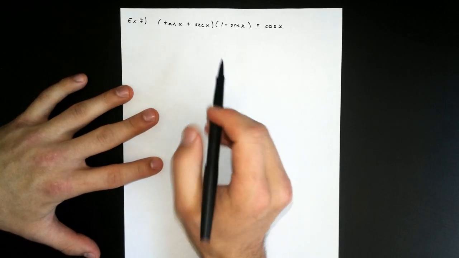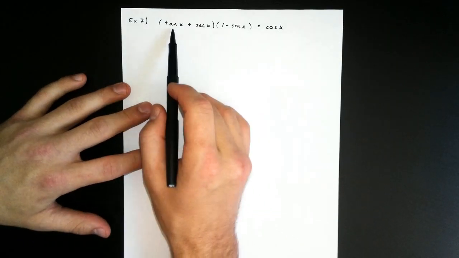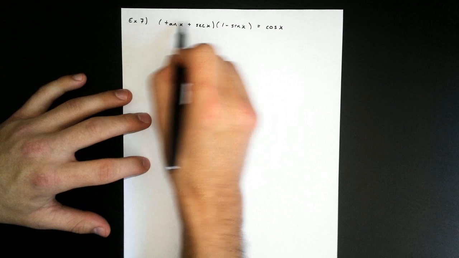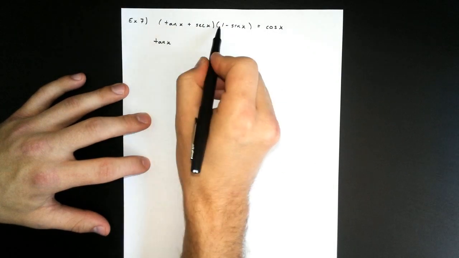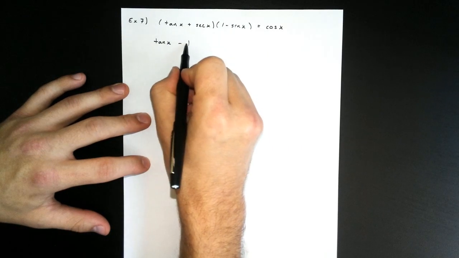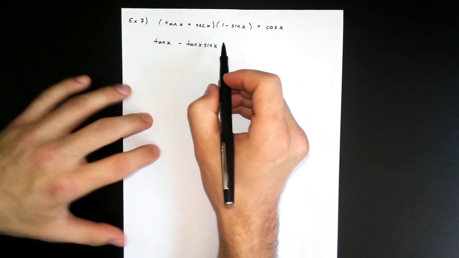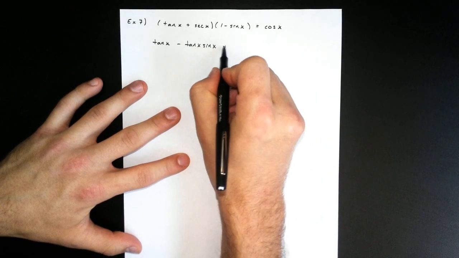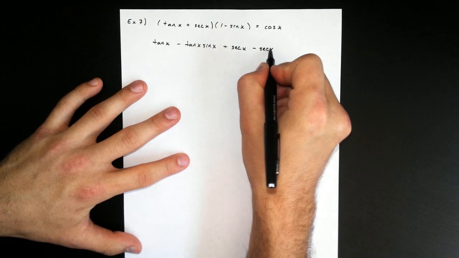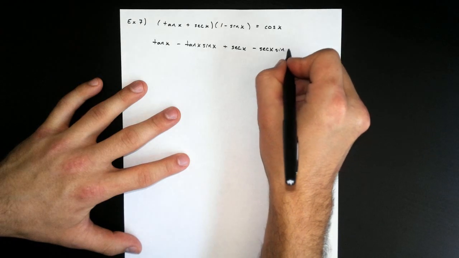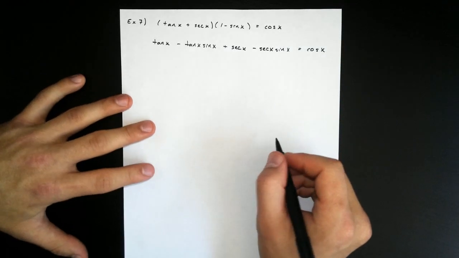In this example, we have two binomials that are being multiplied here. So let's multiply this all out first. So distributing the tangent. So we have the tangent times 1, and then minus the tangent of x times the sine of x. And then let's distribute the secant. So then the secant times 1, and then secant of x times negative sine. And then my right-hand side, that's going to stay the same throughout this entire thing.